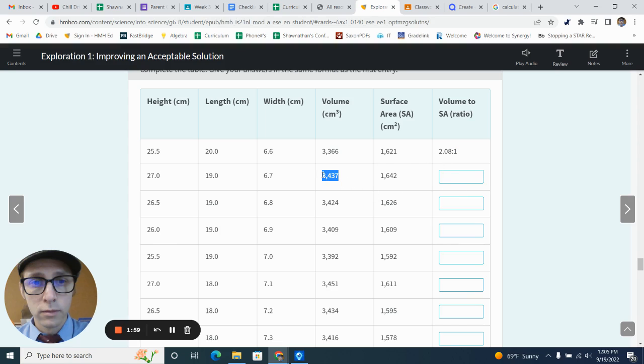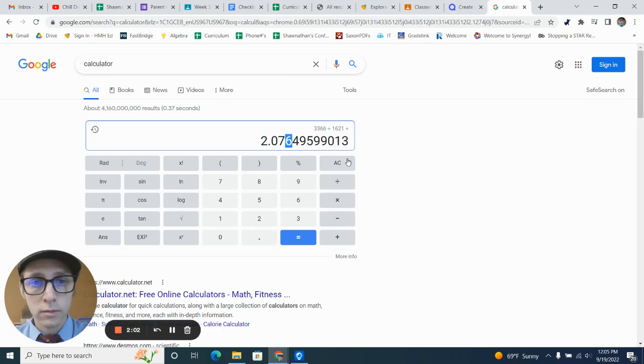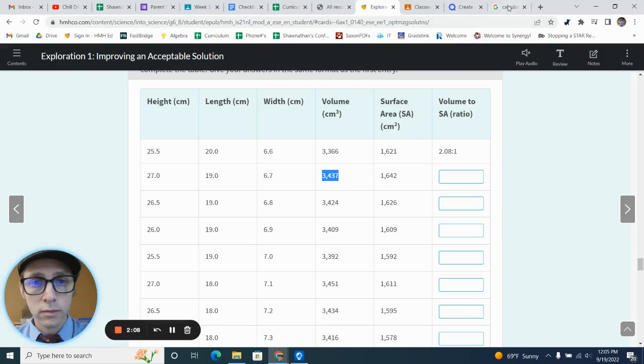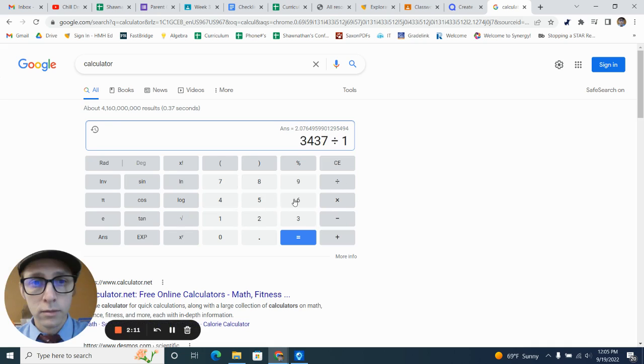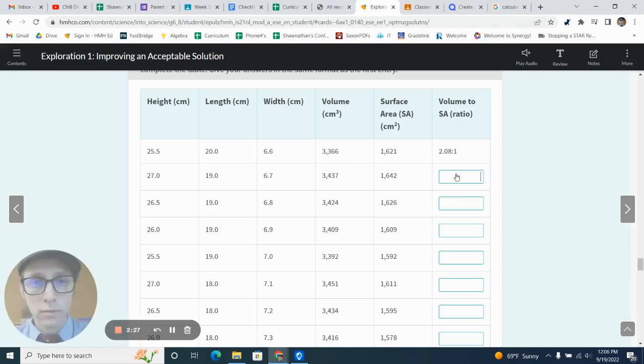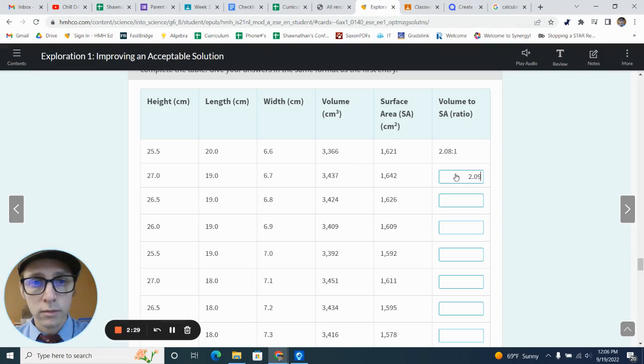So let's do this one together. 3437 divided by 1642. That gives me 2.093. 3 is less than 5, so we're going to round down, and it will just leave it at 2.09. So all of that will be ignored. 2.09. So here we'll do 2.09 and then 2.1.